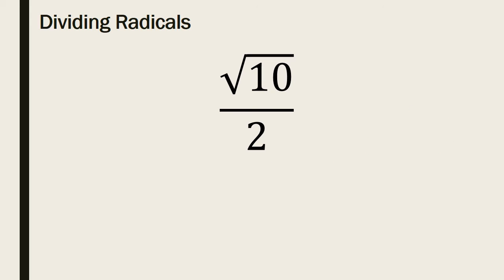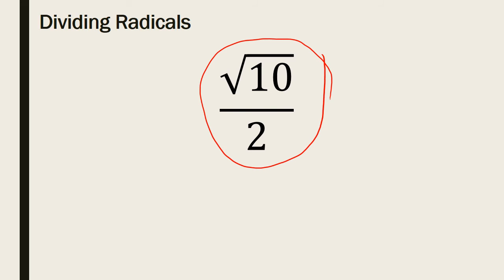Now let's take a look at this example where I have radical 10 divided by 2. In this example, I have a radical divided by a number and not a radical divided by a radical. That means that to approach this problem, I need to ask myself, do I have the radical in the simplest form? I have radical 10. I cannot think of two numbers that multiply to 10 where one of them is a perfect square, which means radical 10 is in the simplest form, and this fraction is also in the simplest form because it cannot be simplified more.